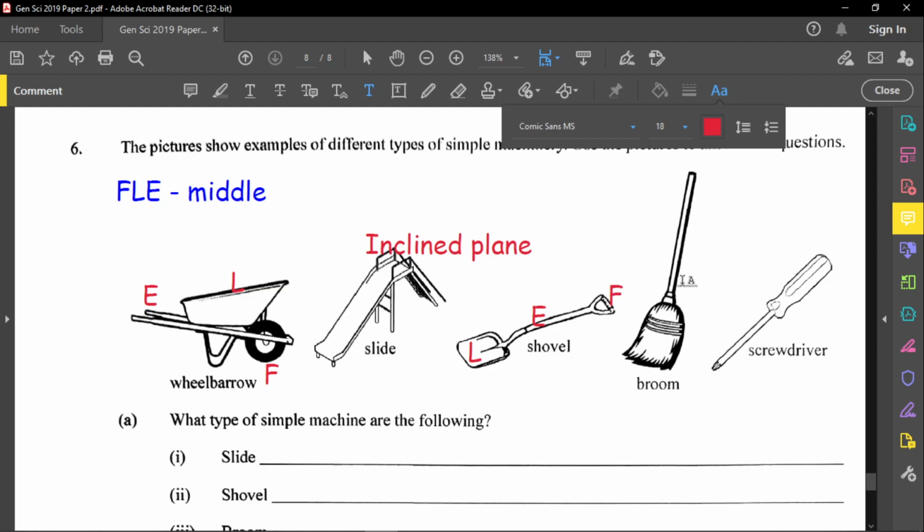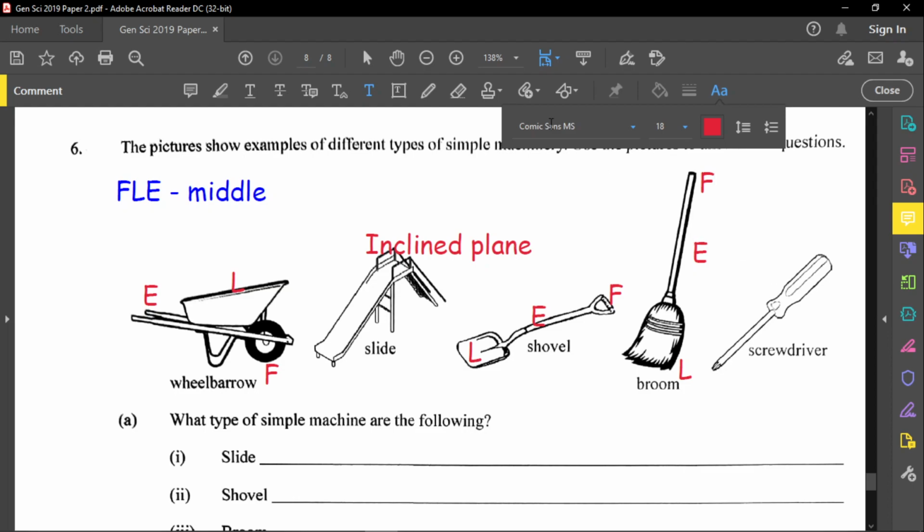All right, a broom is similar to a shovel. The load is at the base right here. That's where you're going to sweep the stuff. You place one of your hands in the middle to move the broom, so that will be the effort. You kind of keep the tip of it stationary, and that's where turning will take place. So that will be the fulcrum.